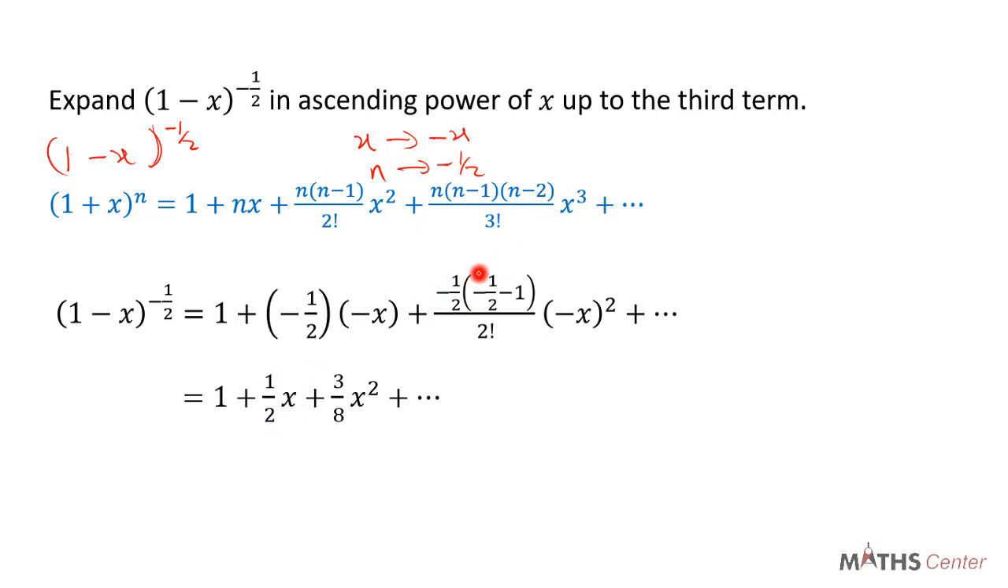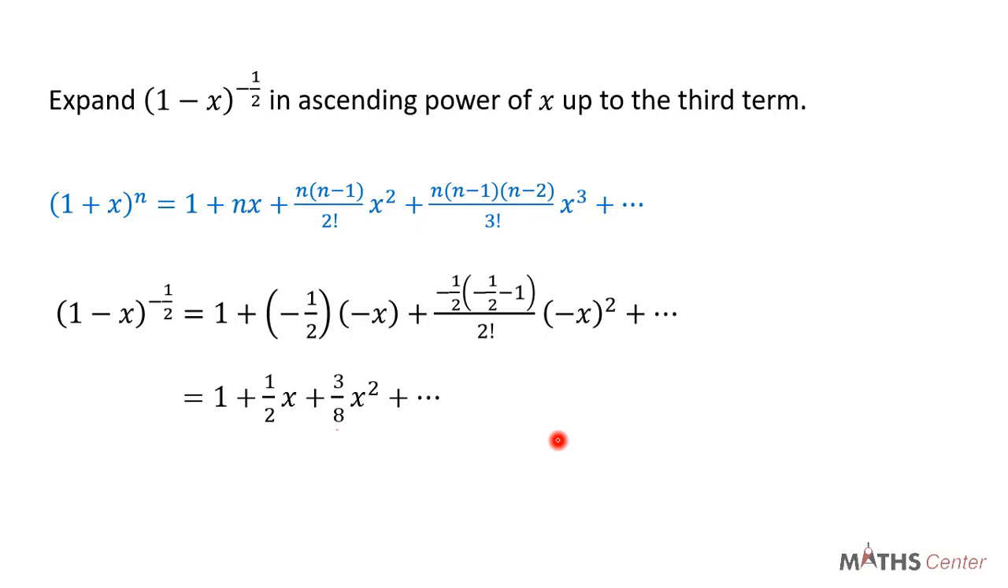Then negative half times negative half minus 1 divided by 2 factorial gives us 3 divided by 8. Negative x squared gives us x squared. So it means when we expand this up to the third term, we are going to have 1 plus half x plus 3 divided by 8 x squared.